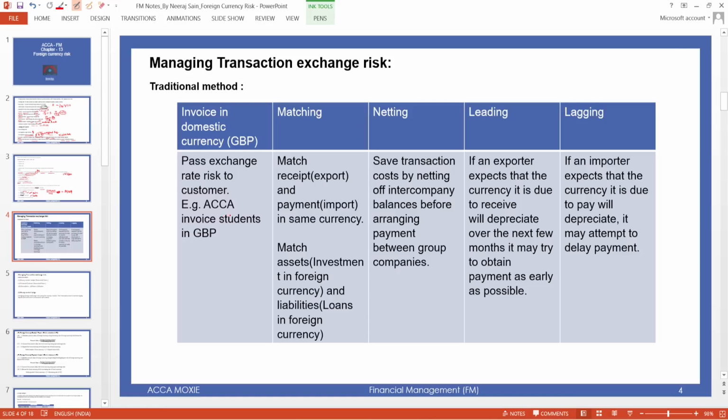So what ACCA does, ACCA transfers the foreign currency risk to the students. Okay, this is very widely used, very easy method. So next one is the matching.